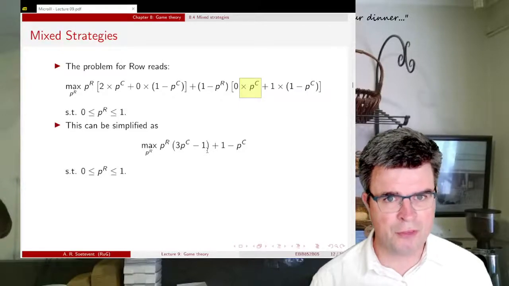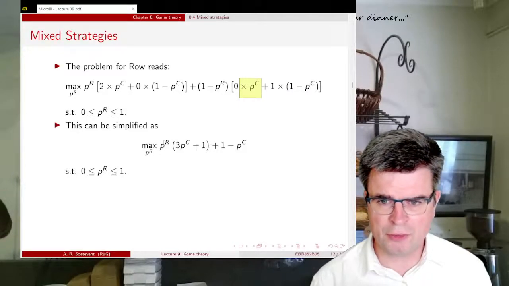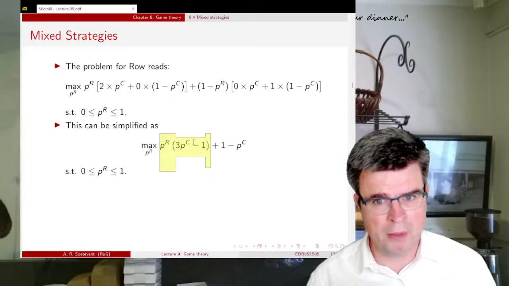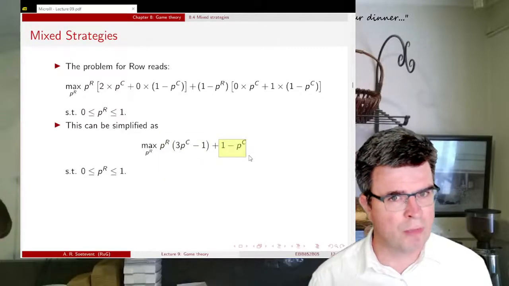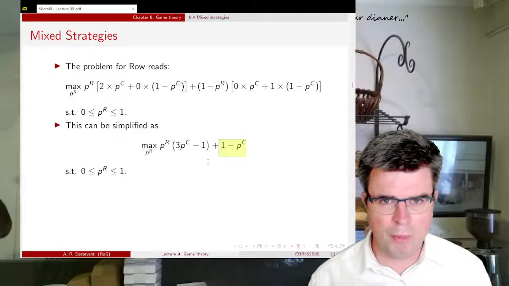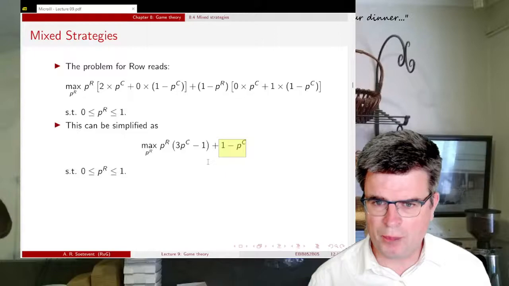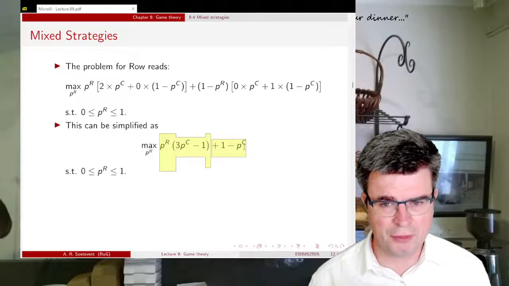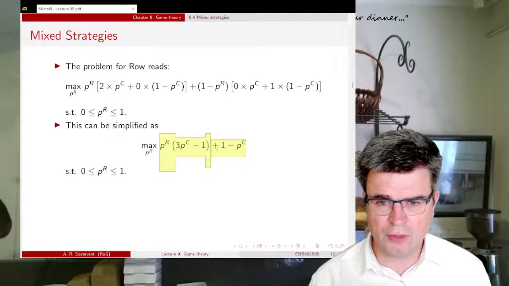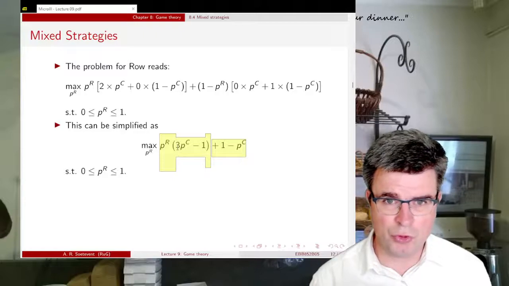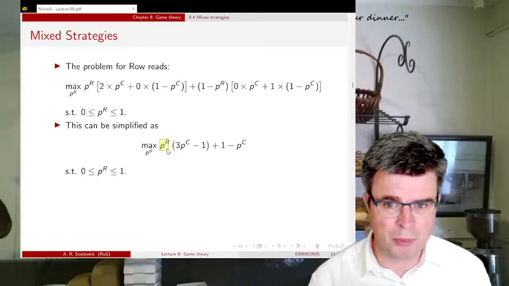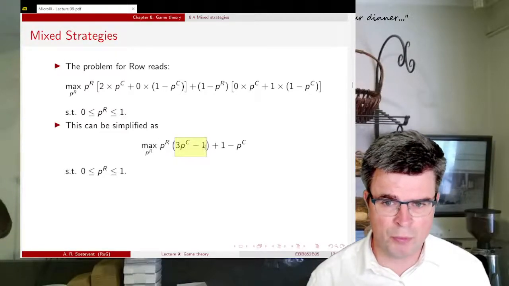The reason for writing it in this particular form is that now we have only one term with the decision variable of the row player, PR, left. And then we have something that is a function of PC only. And what does that give us? Well, we want to maximize this entire expression by choosing a probability PR. You can see that whether we want to choose PR as large as possible or as small as possible very much depends on the term within parentheses.